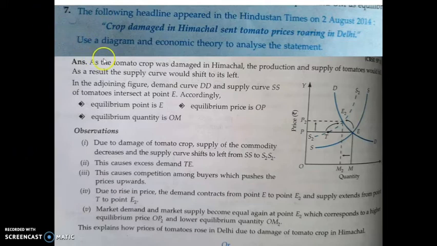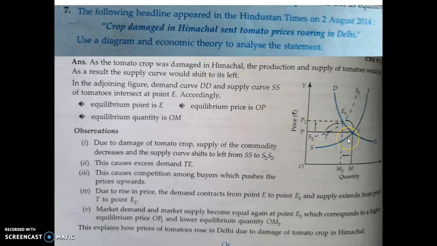So the answer: as the tomato crop was damaged in Himachal, the production and supply of tomato would fall. As a result, the supply curve would shift to the left. So you can explain it with the help of a diagram. The question says to use a diagram, so in the question it's specified that you have to draw a diagram.